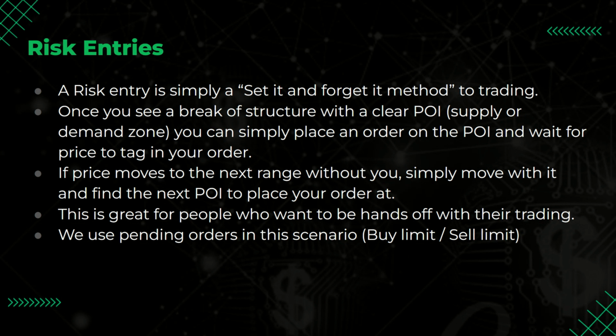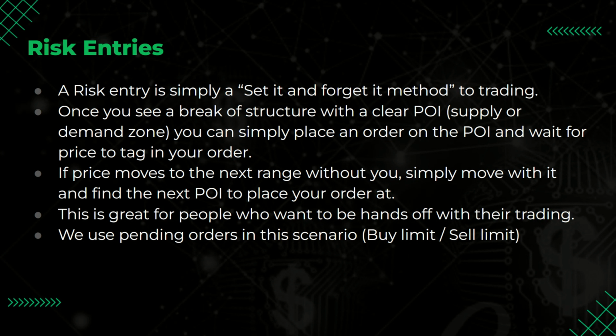And so first of all, let's talk about risk entries. A risk entry is simply a set it and forget it method to trading. Once you see a break of structure with a clear POI, you can simply place an order on the POI and wait for the price to tag in your order. If price moves to the next range without you, you simply move your order and find the next POI to place your order at. This is great for people who want to be hands-off with their trading.